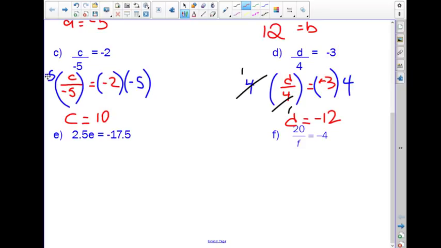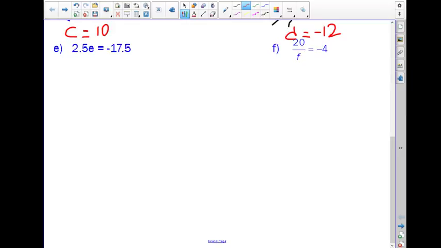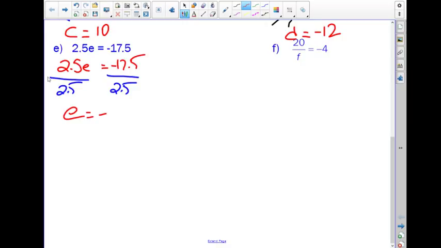And there's 2 more questions. 2.5e equals negative 17.5. And again, if we're multiplying or dividing with an equation and it's got a decimal in it, it does not change how we do it. So, because it's multiplying in this case, we'll do the opposite, which is dividing, and we'll divide both sides by 2.5 because we want to get that e by itself.